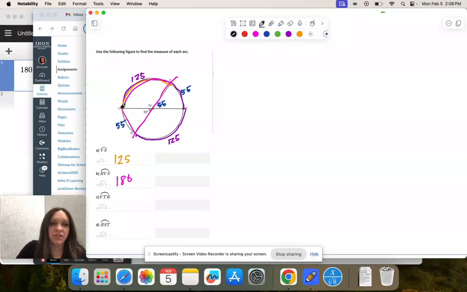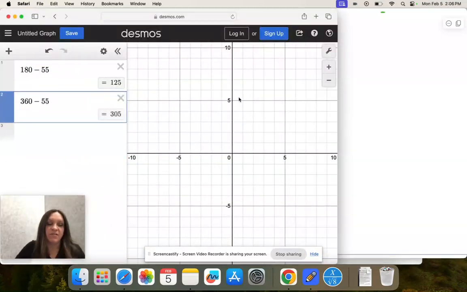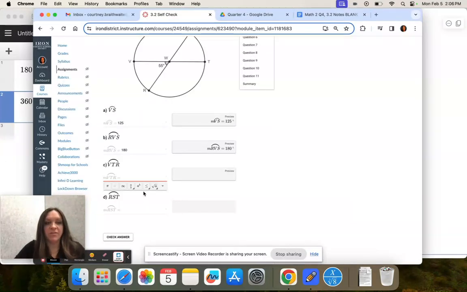Let's see. Here's V. Where's T? Oh, it's this way. Oh, I didn't want to do that. V all the way around to T and then R. So basically, it's the whole circle minus this 55. So I'm going to take 360 minus that 55 and get 305.